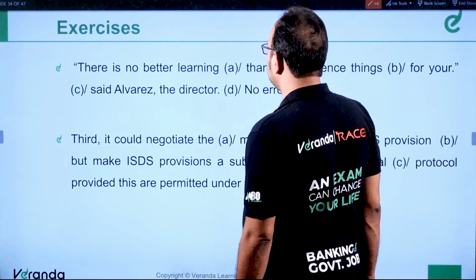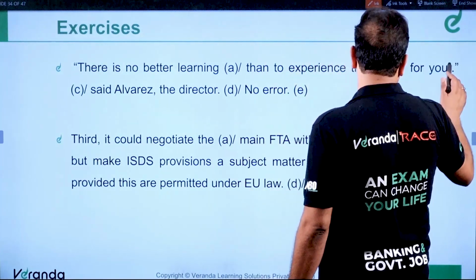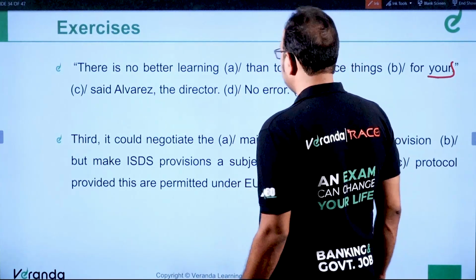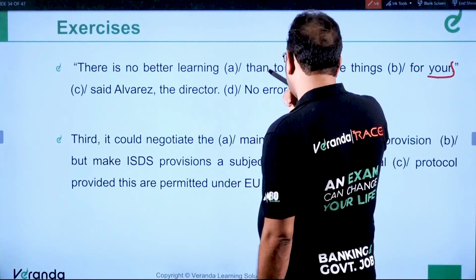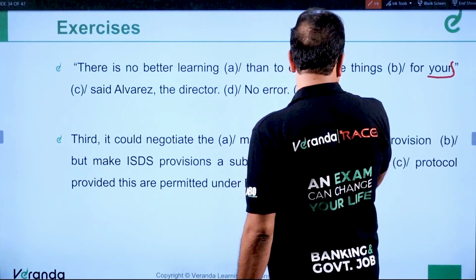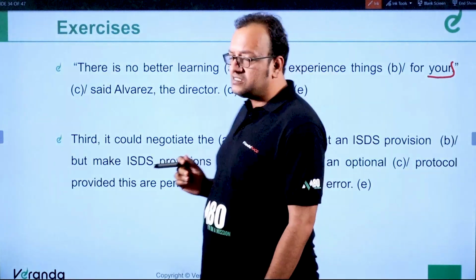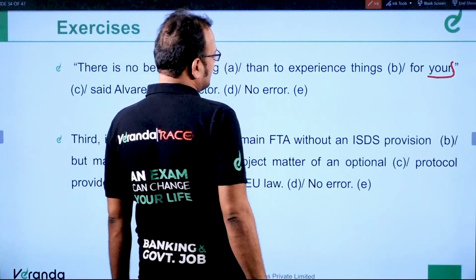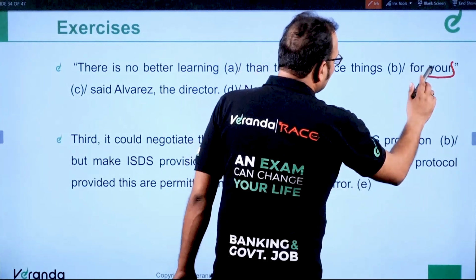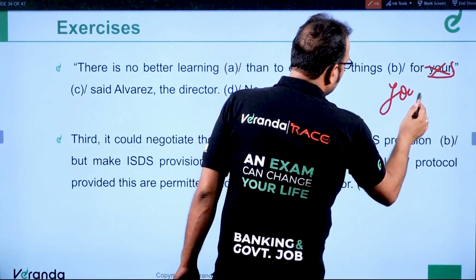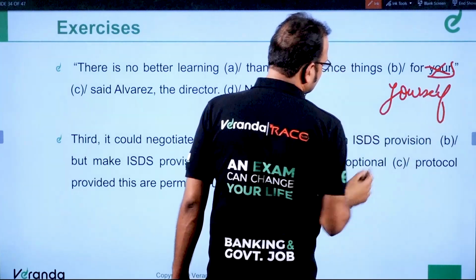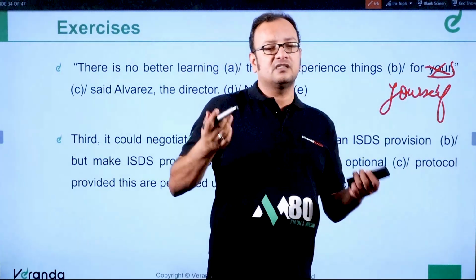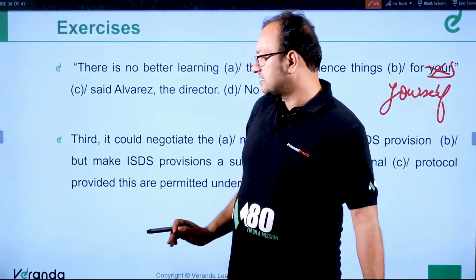There is no better learning than to experience things for yours. Let us explore this question, because the question says there is no better learning than to experience things for you, yours, yourself. It should be yourself. It's good that we sometimes introspect and learn something. So that is experience things for yourself. There can be no better learning than to experience something for yourself. This is the correct answer.